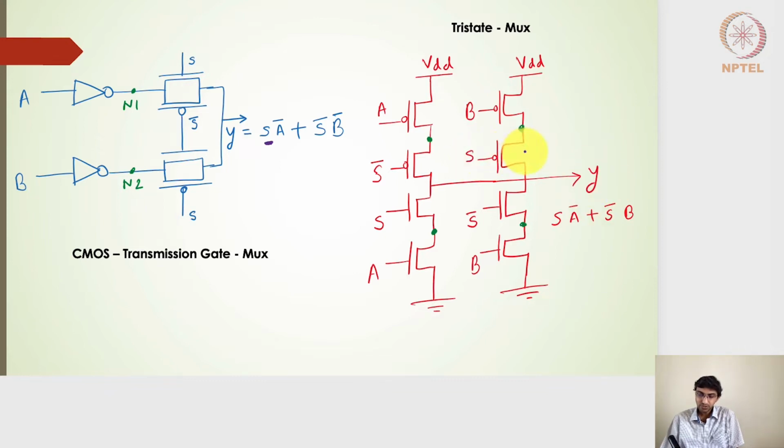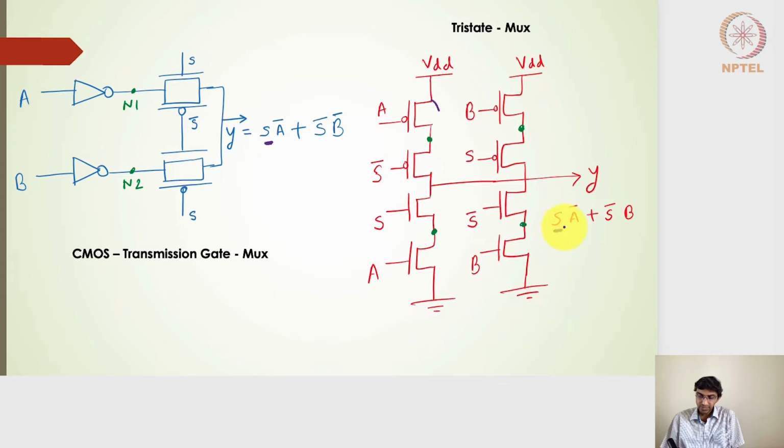When S is equal to 0, this one will be on and this one will be on. S will be 0, S bar will be 1, and the NMOS transistors here will be on. So Y will be the complement of the B signal. And these two transistors will be off, and thereby Y will be disconnected from the A transistors.